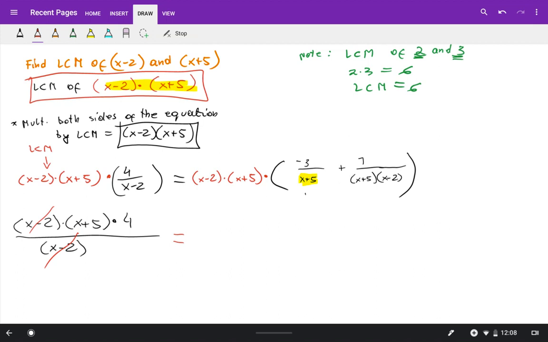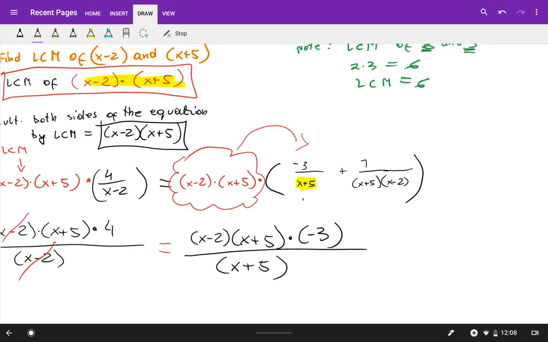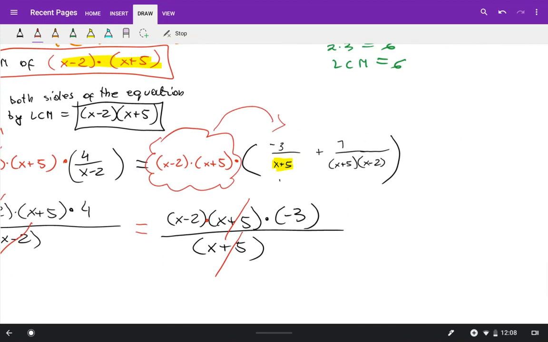You treat that product as one expression. So you're going to multiply that by this fraction. So that will give you x minus 2 times x plus 5 times negative 3 over the denominator, which is x plus 5. Hope you guys also see here that x plus 5, since there's a product between all of them, you can cancel, they're repeating, so you're just crossing this out. Plus x minus 2 times x plus 5, you're going to multiply by 7.